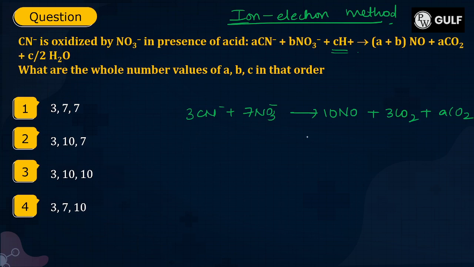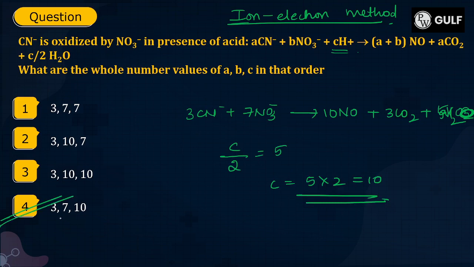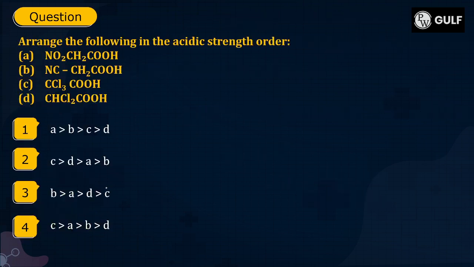All right. Now they have given 5 H2O. Now they have given C by 2 is equal to 5. So C is going to be 5 into 2, that is 10. The answer is 3, 7, 10, where A is 3, B is 7 and C is 10. Clear beta? Moving on to the next question.